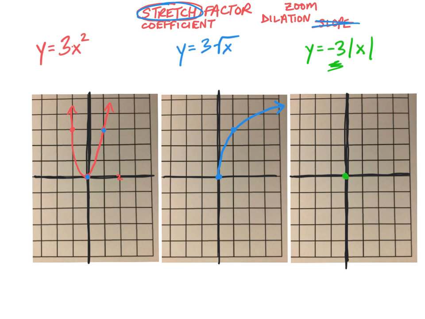It starts at 0 and it's that V-shaped graph. Again, you can always plug in a number. What happens when you plug in 0? The absolute value of 0 is 0. 3 times 0 is 0, that's why we have that point.